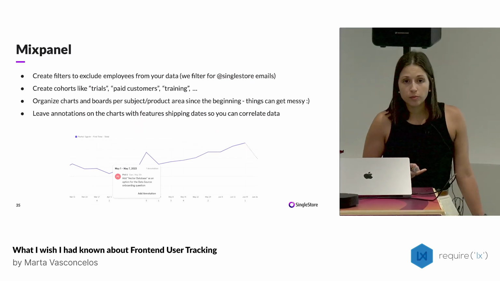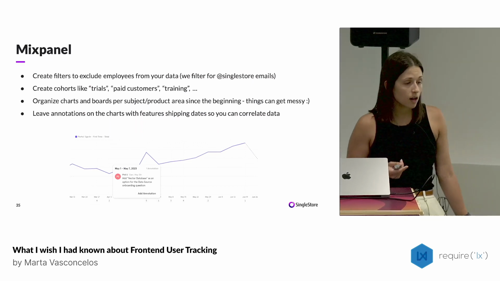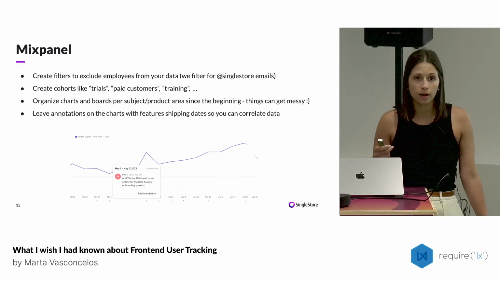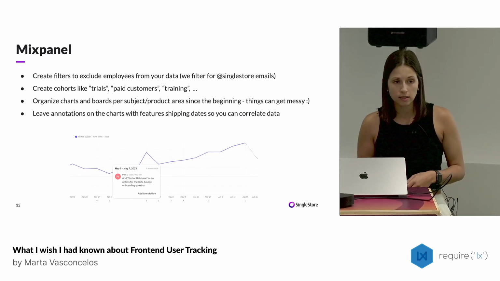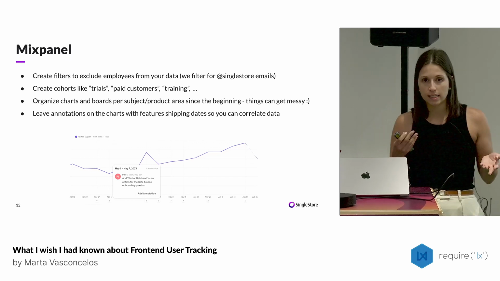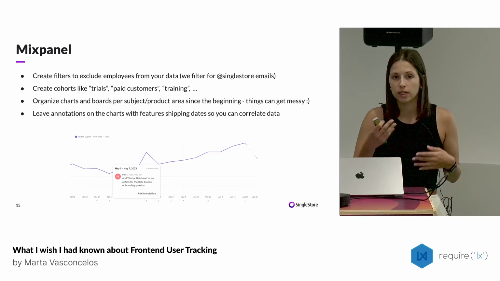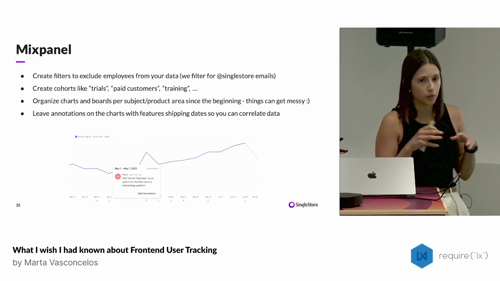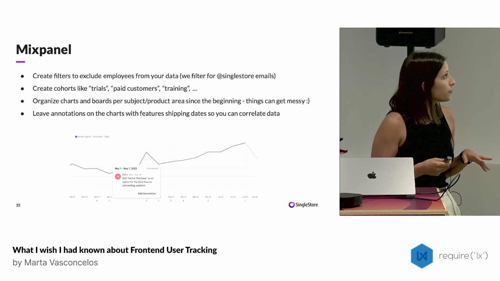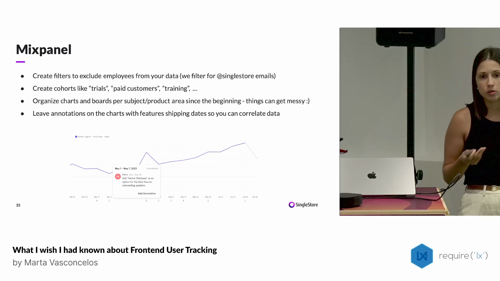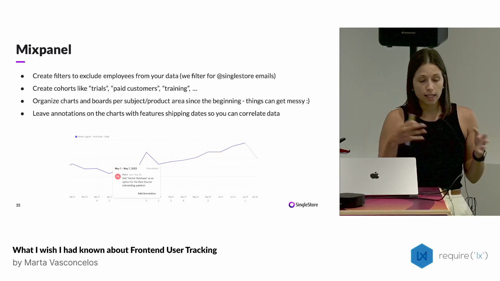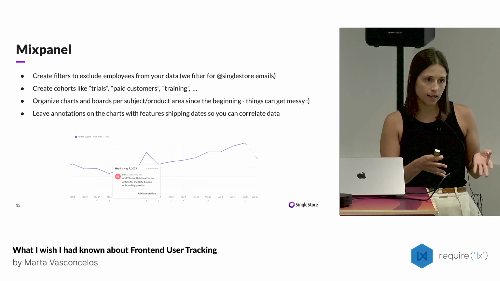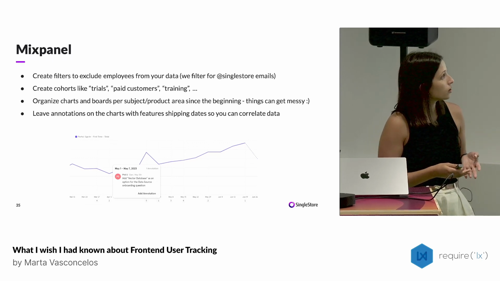The filter we use the most is the employees account. We exclude SingleStore accounts from the data to make sure we are not biased by looking at testing, even in production when employees are testing features. So we remove all the data. And then you can create cohorts as well, like trials, like training. So you can exclude them or analyze the data just in those cohorts.